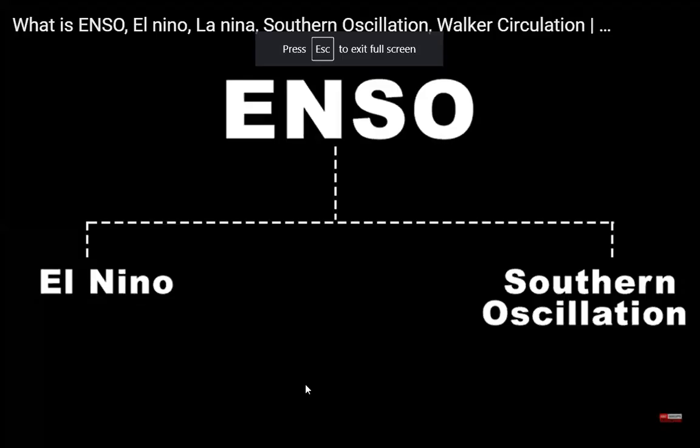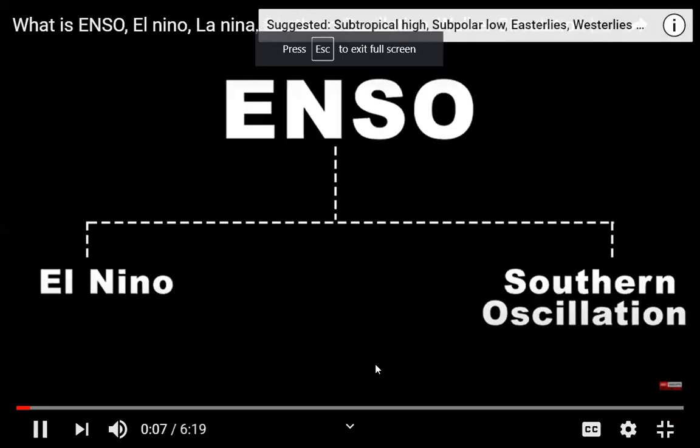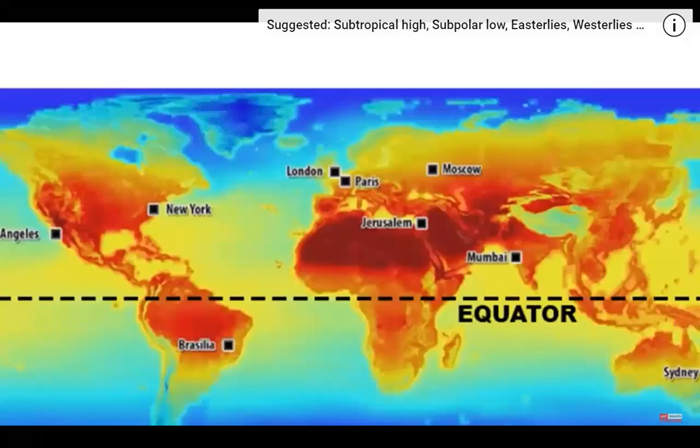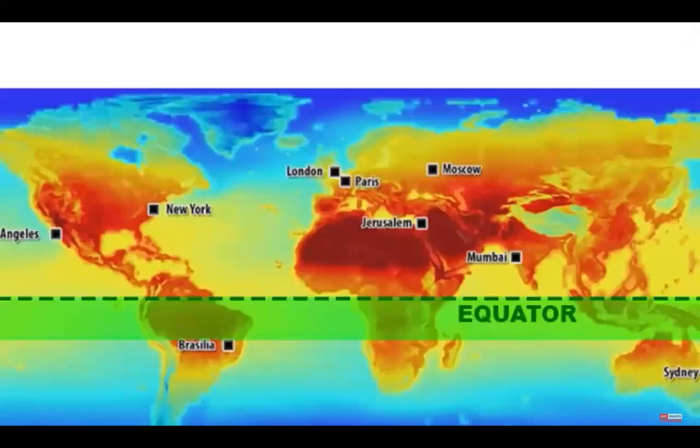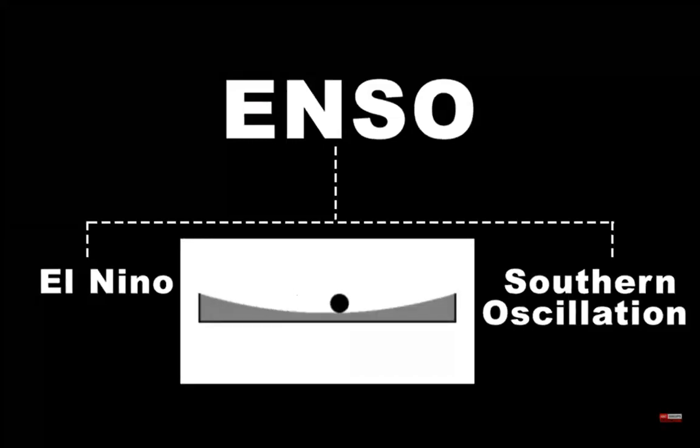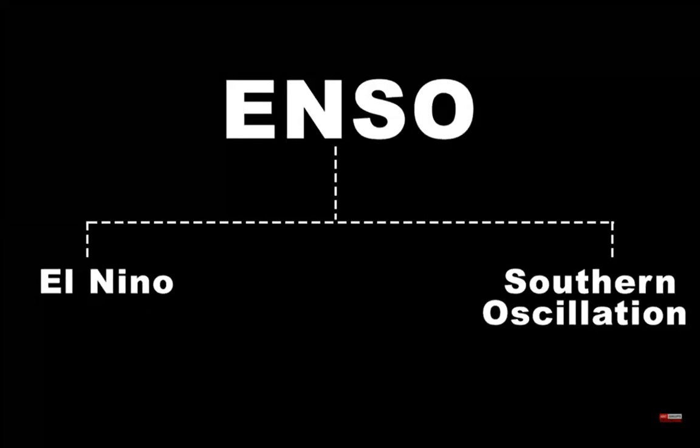ENSO. If you break it, EN stands for El Nino and SO stands for Southern Oscillation. Because ENSO phenomena mostly occurs at the southern hemisphere, just right below the equator. And when you look at the term oscillation, it gives us a hint that something oscillates from one place to another or back and forth. If you want, you can pause the video and think about what could be that thing.